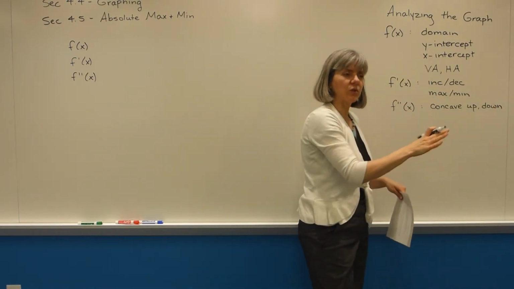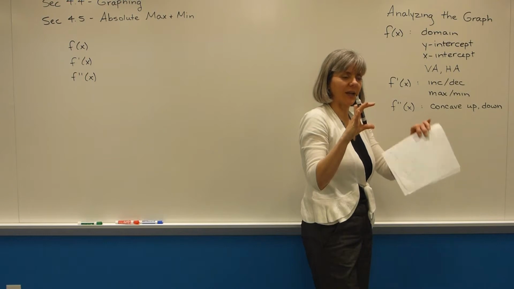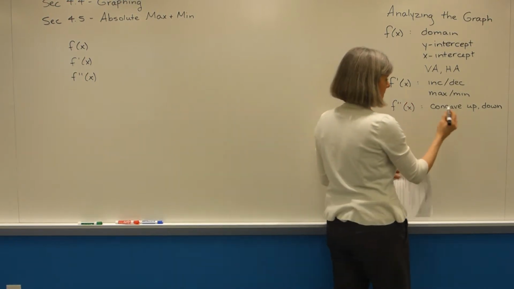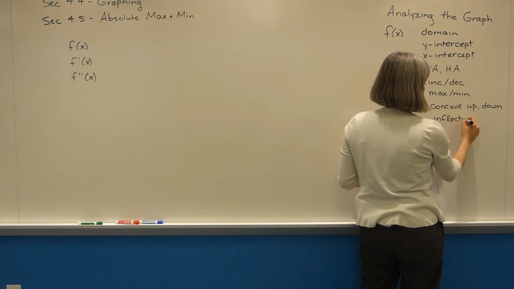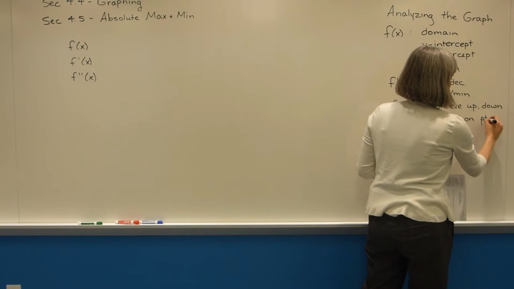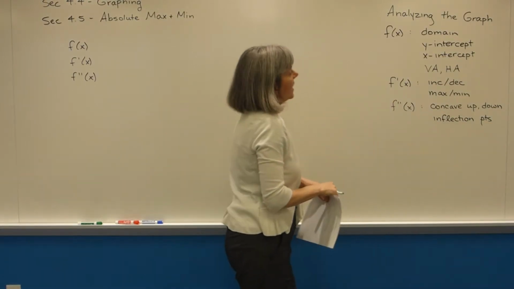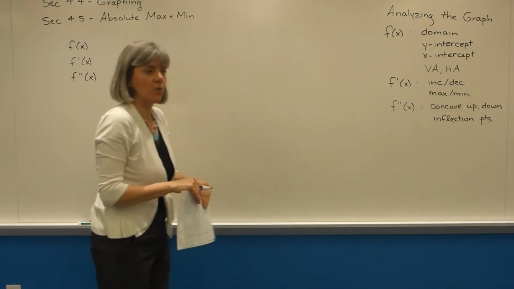Anytime we're talking about regions, we're going to go ahead and use interval notation. And then inflection points. Interval notation for regions. And so once we have this, once we have our graph, then we can go and look and see where the absolute max and min are. So let's talk about that.